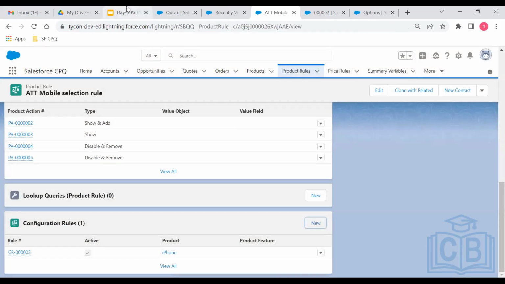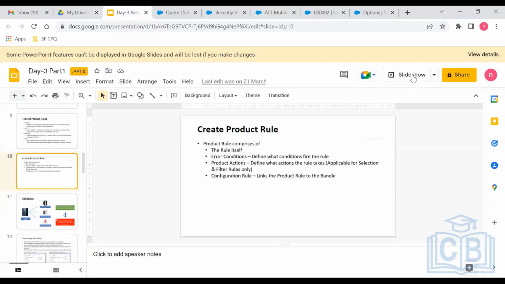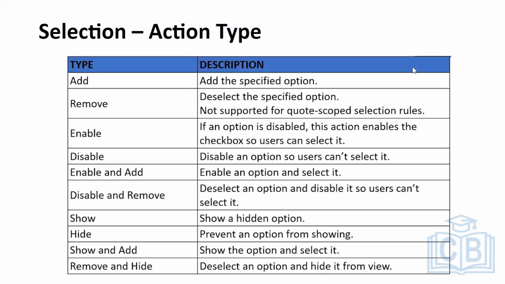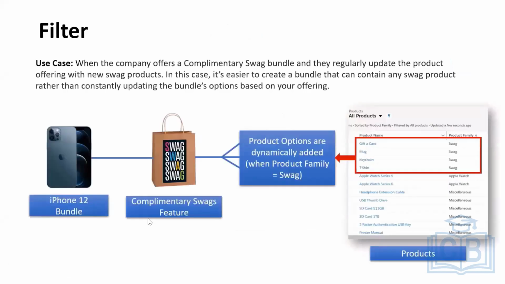So let's go ahead with another type of rule. I told you the functions of each and every action type. If you want to go through this deck, you can go through it later. Then the last one we have is the filter type. So what exactly is this?